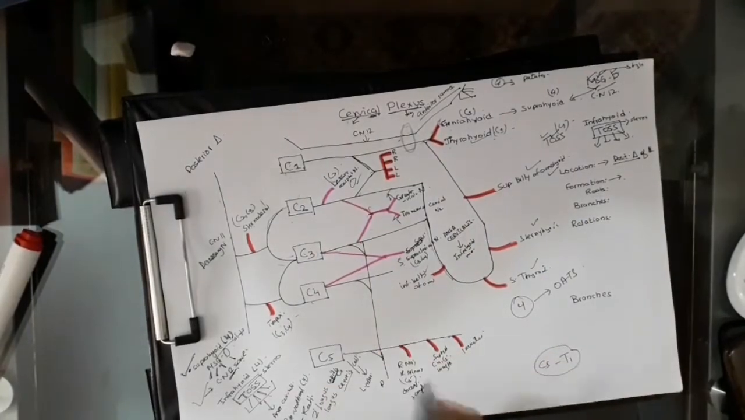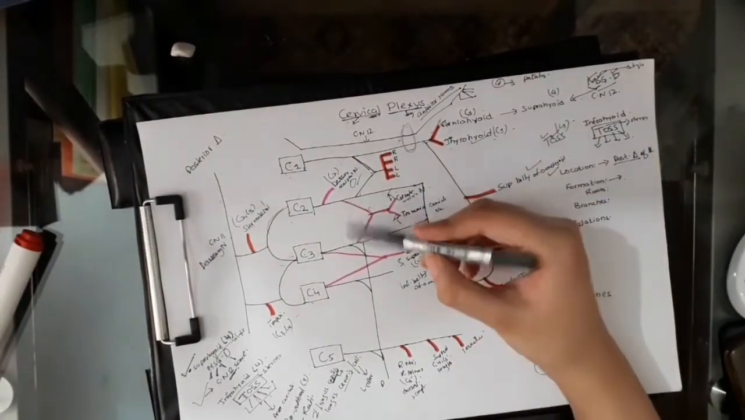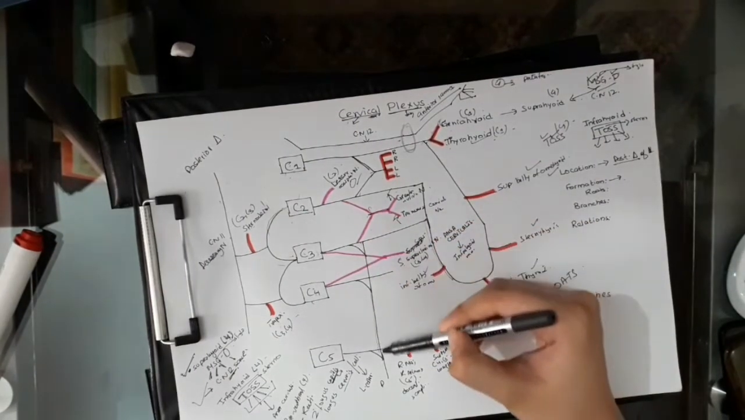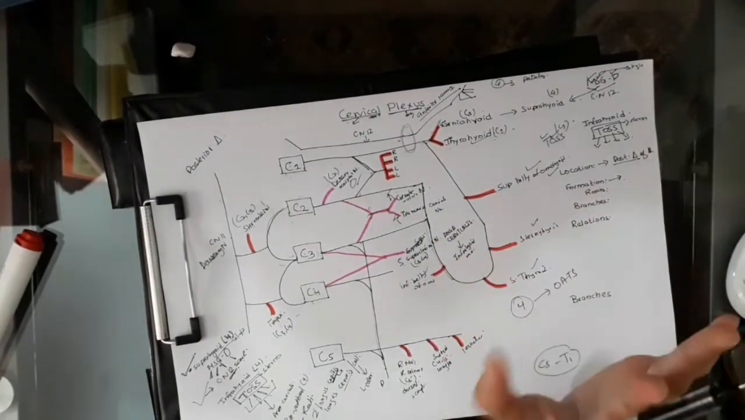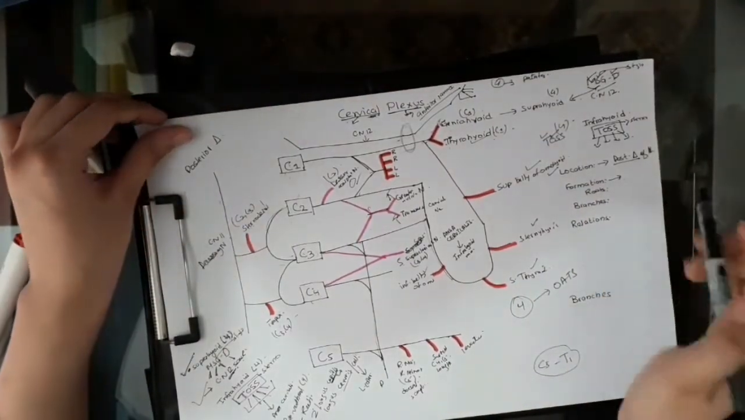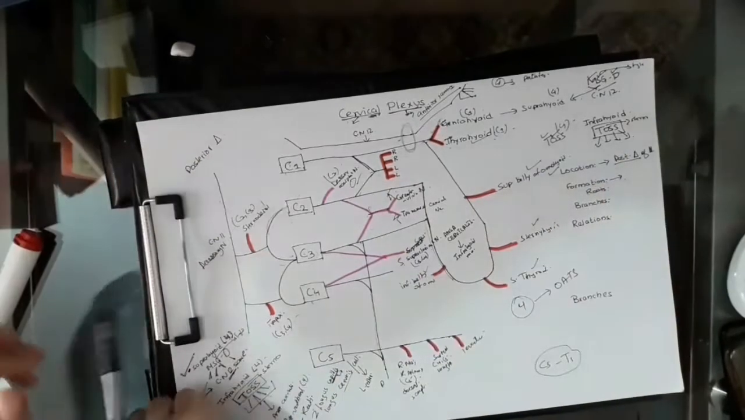So the last and most important branch of the cervical plexus is getting its root from C3, C4 and C5, and it's forming the phrenic nerve, which is the only motor supply to the diaphragm. So yeah, that was about the cervical plexus, and let's revise it in a nutshell.